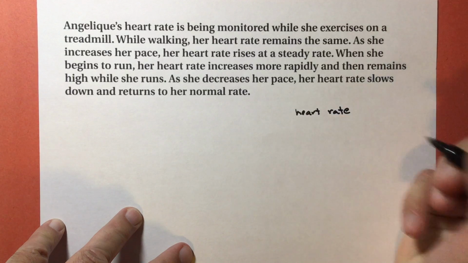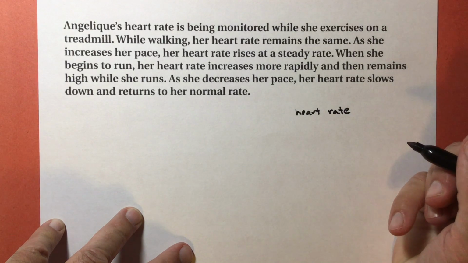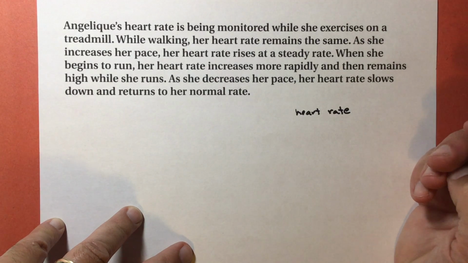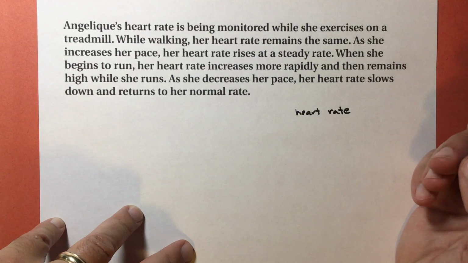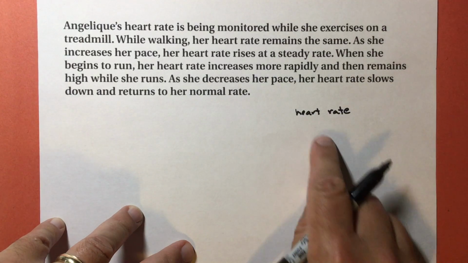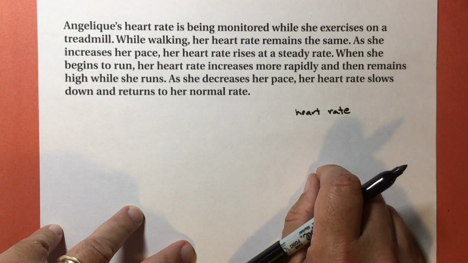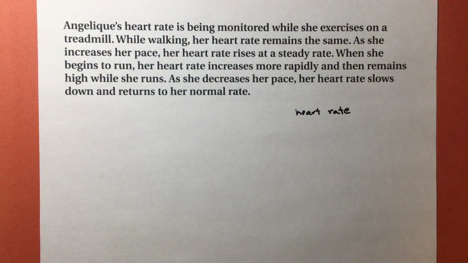And I should have said this, but heart rate is the number of times per minute that your heart is going to beat. So different things change your heart rate. Exercise, like in this problem, is going to change your heart rate. Things like if you get nervous or anxious about something, sometimes that changes your heart rate. So if your crush looks your way or something, maybe your heart might start to flutter. We'll see. But in this case, it's going to be exercise.